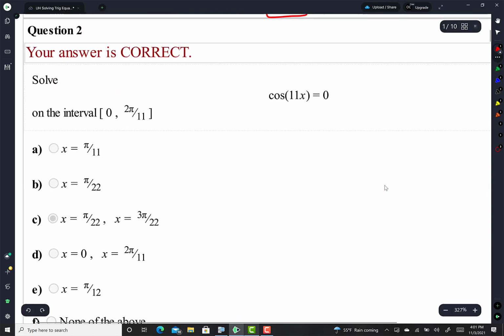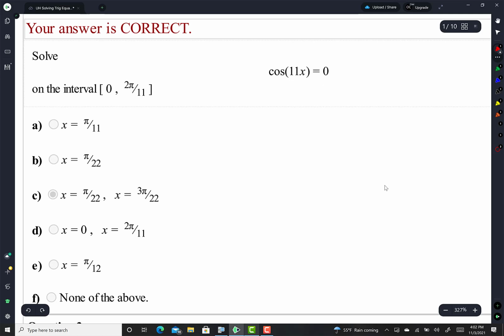All right. Here's the next one. Cosine 11x equals 0. So I'm going to take the inverse. So I'm going to write 11x equals plus minus arc cosine of 0 plus 2 pi n.